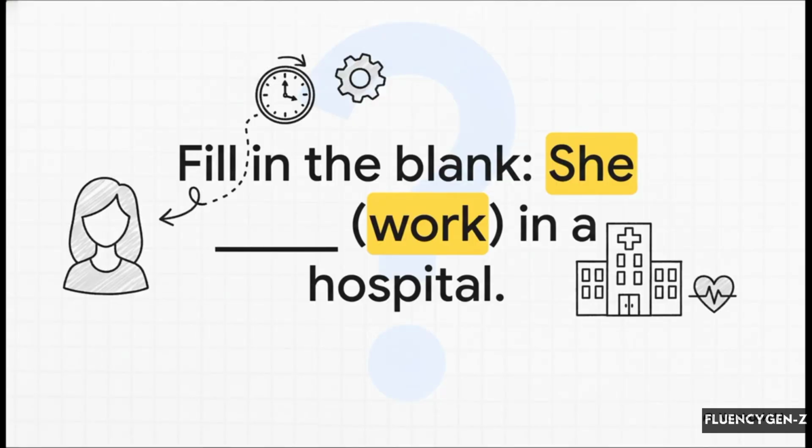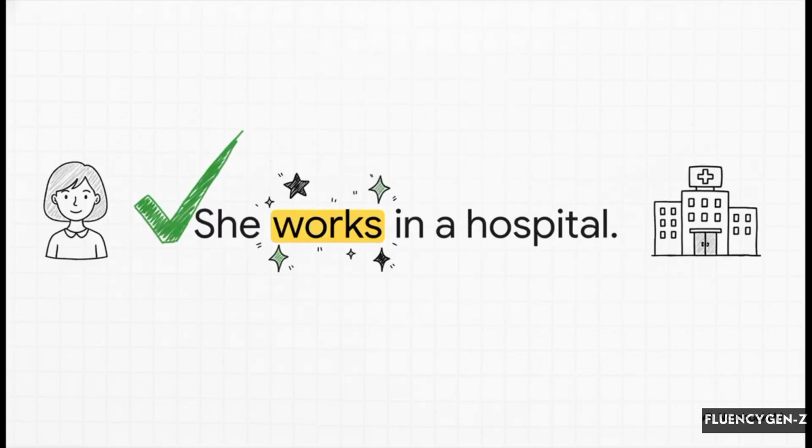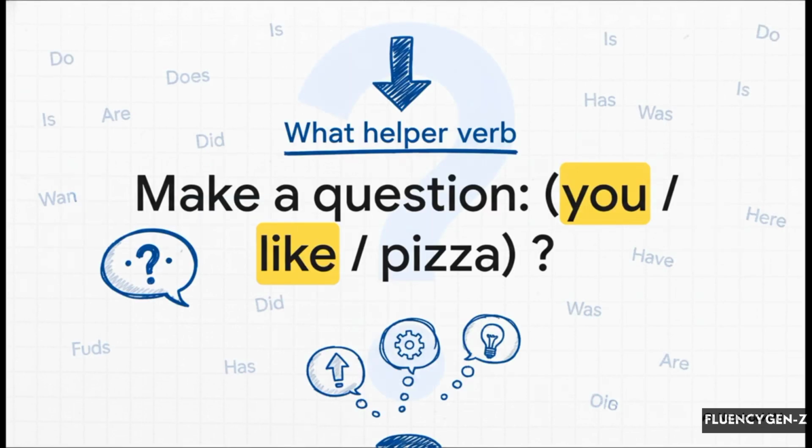Take a second to think about it. The subject is she. So what happens to that verb work? I'll give you a moment. Yes, that's it, exactly. Because the subject is she, we have to add that all-important S. She works. Excellent.